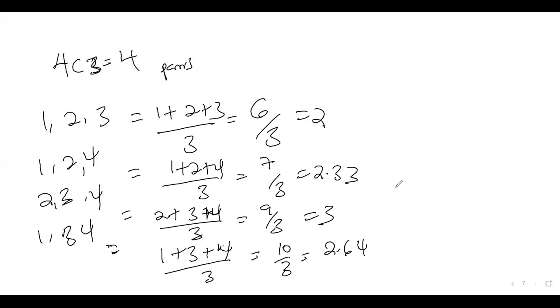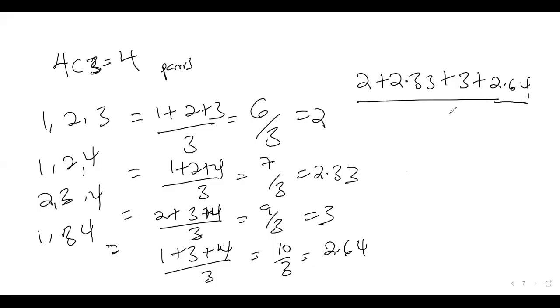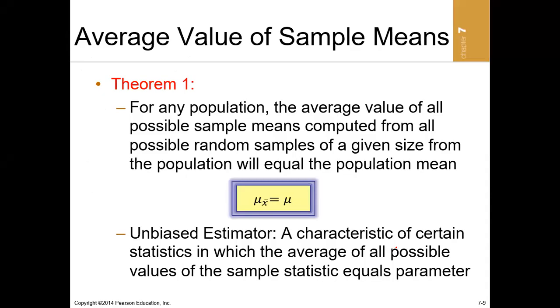Now let's find the average of all these sample means. So the average of all these sample means will be 2 plus 2.33 plus 3 plus 2.67 all over 4, and that will be 10 over 4, and it is 2.5. And 2.5 is the same as the population mean. All right. So we have proved the first theory.